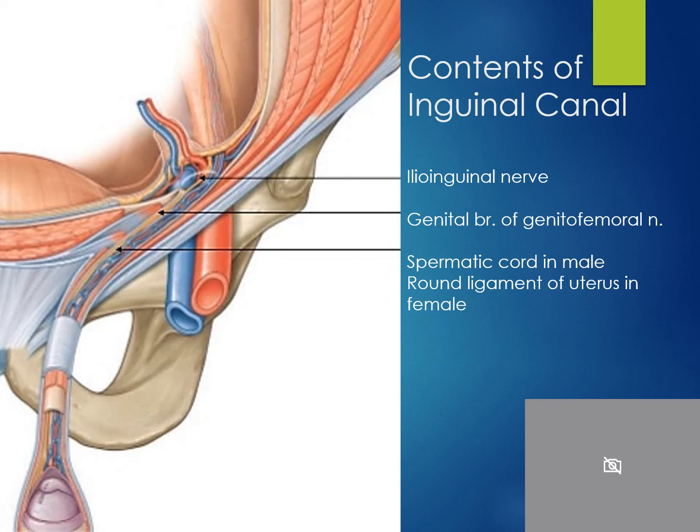There are two other nerves that pass through the inguinal canal, outside of the ductus deferens structure. The first one is the ilioinguinal nerve, and the other is the genital branch of the genitofemoral nerve. The ilioinguinal nerve comes from the L1 anterior rami, and it is one of the major nerve supplies of the anterior abdominal wall. The other content is the spermatic cord in the male, as we mentioned, and the round ligament of the uterus in the female.